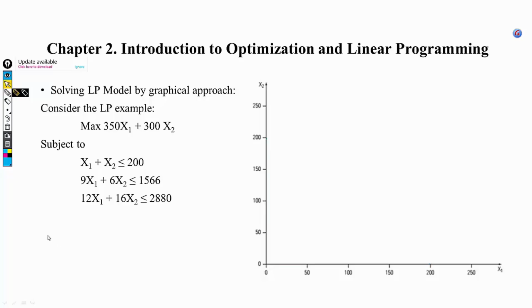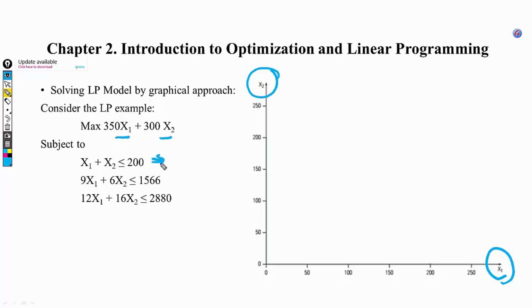First of all, we have to plot x1 and x2 because we are dealing with 2 decision variables. So we draw a plot in x1 and x2. x1 is this axis and x2 is this one. And then we plot the constraints. In order to plot the constraints, we have to consider the equality constraint.